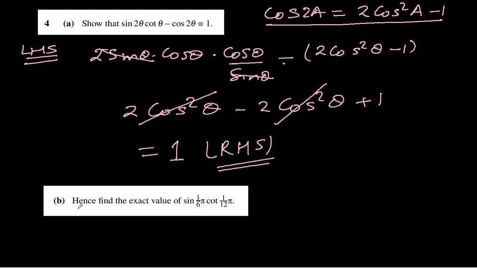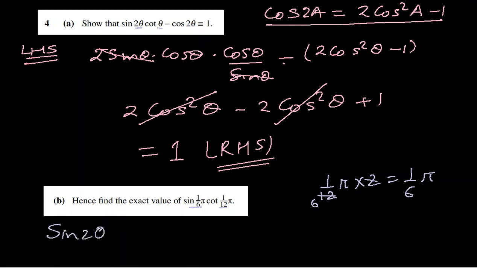Here we have the b part also. Hence, find the exact value of this. Can you see here? This is sine 2 theta. This is cot theta. Here we have sine double of this, because 1 over 12 pi times 2 is 1 over 6 pi, right? Because 2 and 12 cancel out. So it is exactly the same format, this one. So let me write this one first.